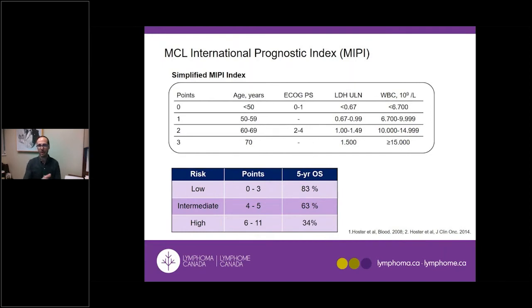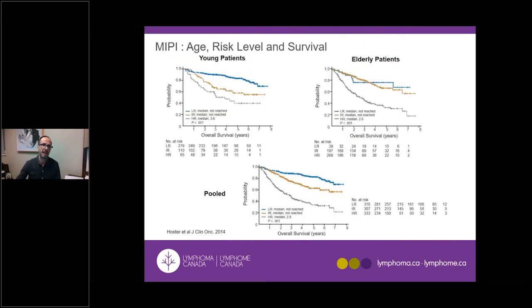But if you have a number of these adverse prognostic factors, then you can see how your 5-year overall survival could be as low as 1 in 3. And this is shown, for example, in these Kaplan-Meier curves or in these survival curves, how low risk in blue patients do much better over time than intermediate or high risk patients. And this has been replicated in a number of data sets around the world.